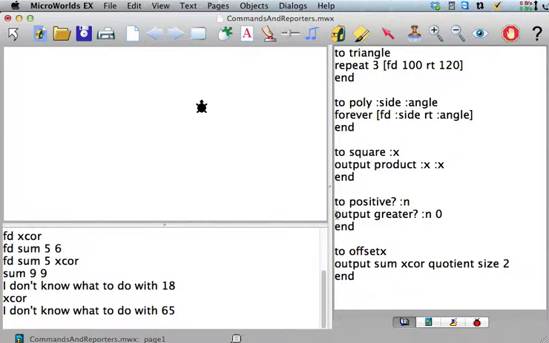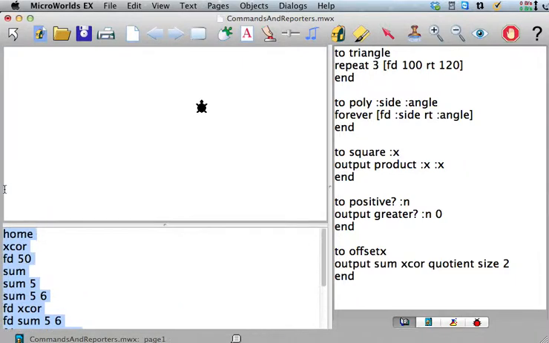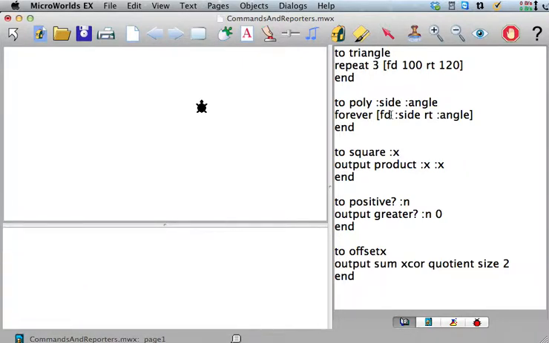Okay, so now we want to look at commands and reporters that you write yourself, and how do you make a command or a reporter that needs inputs. And how do you make a reporter that has outputs? So we're going to talk about that for a second.